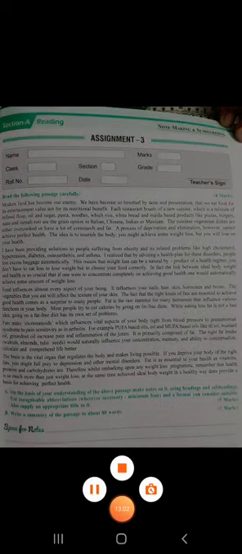Try to solve and send me the assignment by evening.